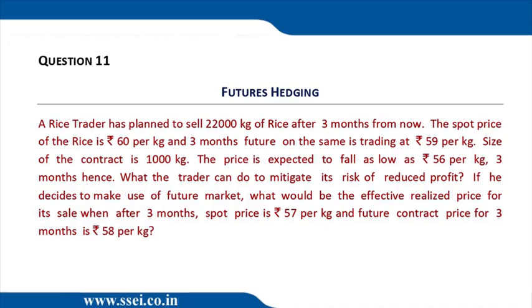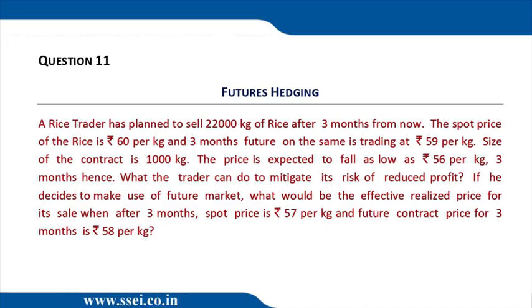So 22,000 by 1000 is 22 contracts. Price is expected to fall as low as 56 per kg 3 months hence. That's the fear. What the trader can do to mitigate the risk? He should sell futures. If he decides to make use of futures contract, what would be the effective realized price for the sale when after 3 months spot price is 57 per kg and futures price after 3 months is 58 per kg. So let's calculate.